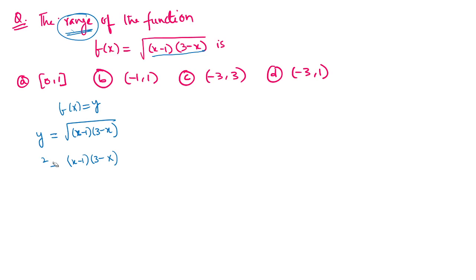Okay, right. See, for f(x) to be defined, what other condition is there? According to the condition, x minus 1 and 3 minus x should be greater than or equal to 0, right? So it should be 0.